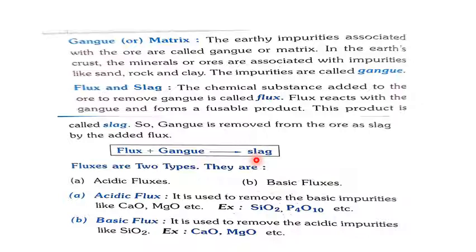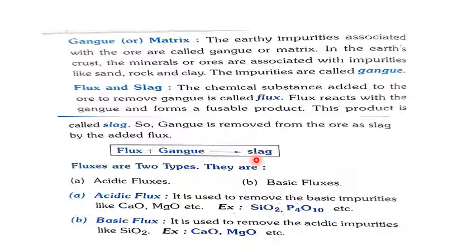What does acidic flux mean? It is used to remove the basic impurities like CaO, MgO, etc. Examples are SiO2, P4O10, etc. Okay, listen, when metal is extracted from the earth crust, that metal contains basic impurities like CaO and MgO. Those basic impurities are removed by acidic fluxes like SiO2 and P4O10, etc.